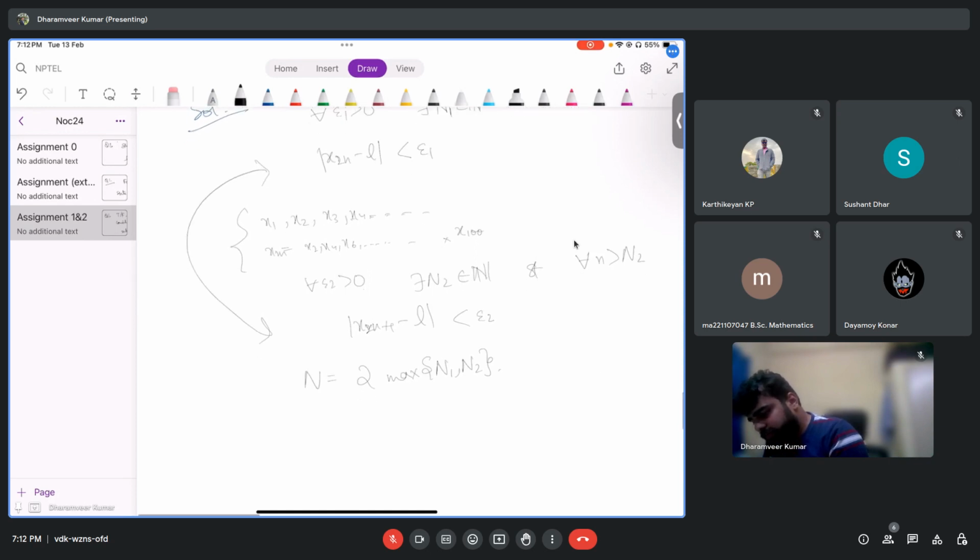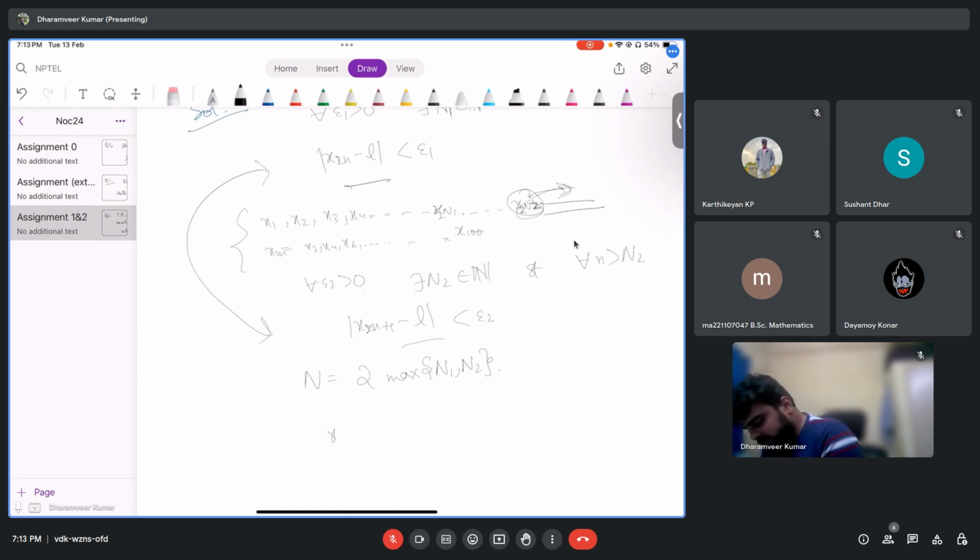So let's say, without loss of generality, n2 is greater than n1, so this is the maximum. After this, if I put 2 times of this, sorry, 2n1 and 2n2, that is n. After this, all the odd numbers and all the even numbers have the same property.